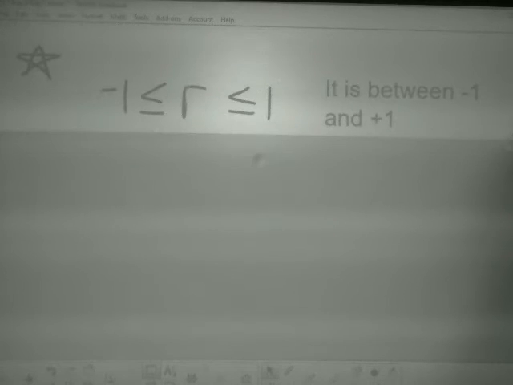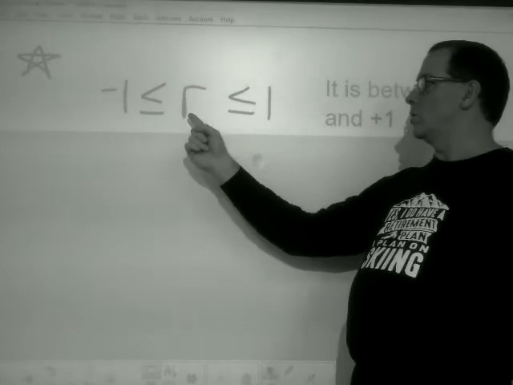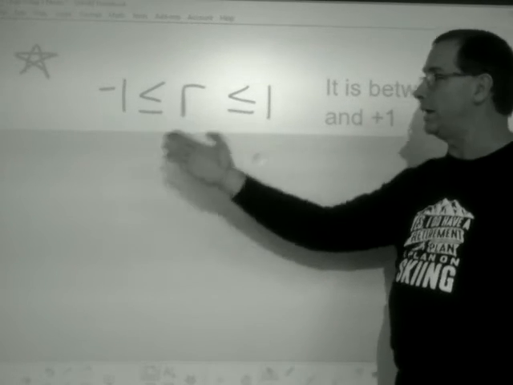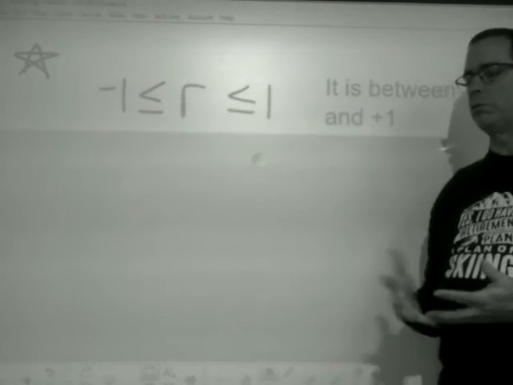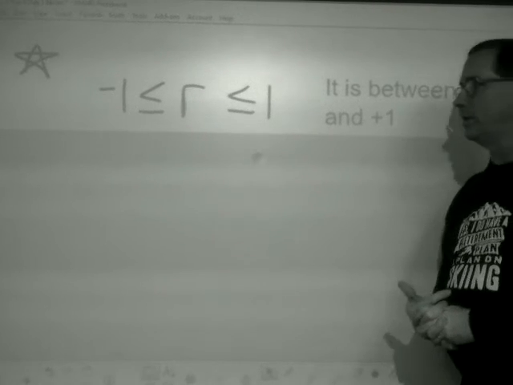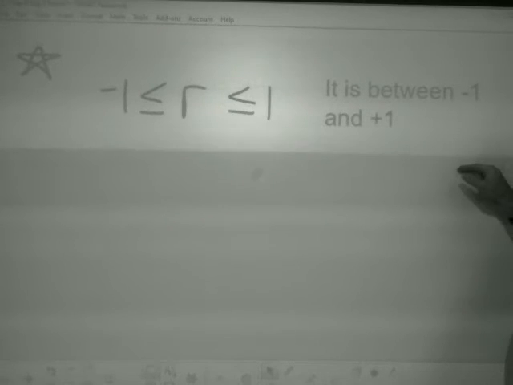As far as its value, she had mentioned, it is between -1 and +1, all right? So R falls somewhere between -1 and +1. It can be -1, it can be +1. If we're working with real life data, it's really rare that that would ever happen, but it's somewhere between -1 and +1.